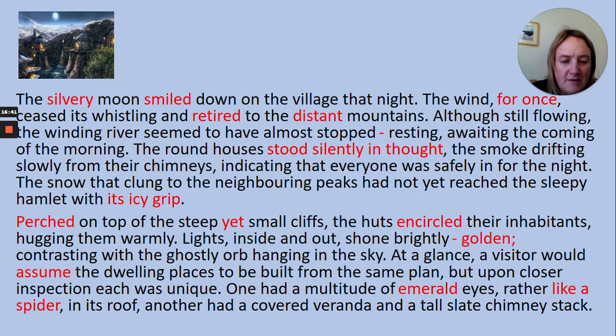One had a multitude of emerald eyes, rather like a spider, in its roof. Another had a covered veranda and a tall slate chimney stack. Instead of green, I like the way the author's chosen the word emerald. And I like that simile, rather like a spider. Do you remember me saying to you at the start of this lesson, can you think of a simile to describe the tent? I like that use here of one.